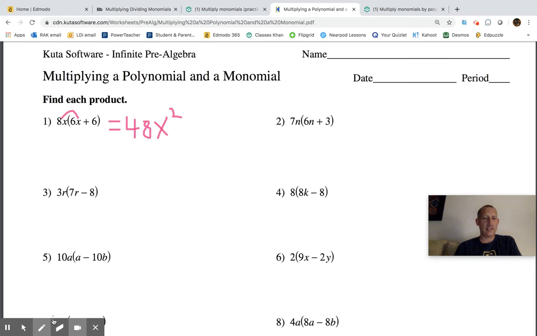Now we're going to distribute again. This time we're going to do the 8x times the 6. Oh, there's no x there. Don't worry about it. 8 times 6 is still 48. I'm going to add that to the 48. There's no x here, but we still have the x that we're multiplying there. So we're going to keep it so it doesn't change. That's all you got to do for these. It's just the distributive property, but we're adding a variable each time. All right, hope that makes sense.